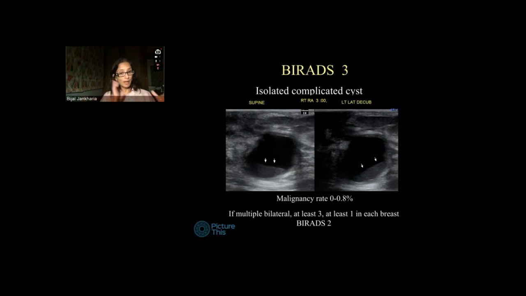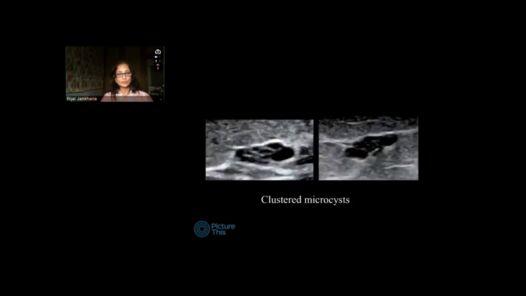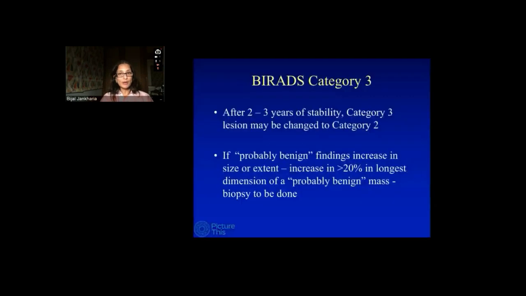However, if there are multiple and bilateral, once again, at least 3 and at least 1 in each breast, then BI-RADS category 2. Clustered microcysts, similar to what I had mentioned before, again, BI-RADS category 3. However, if multiple and bilateral, BI-RADS category 2.